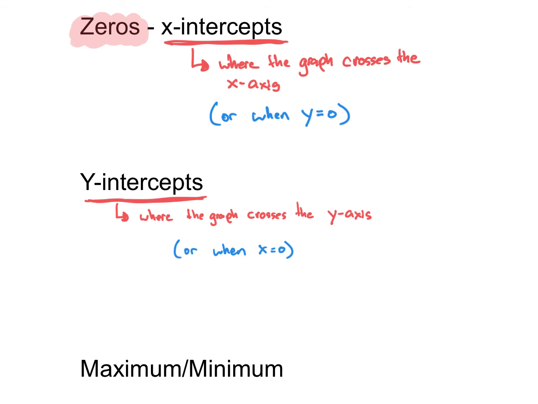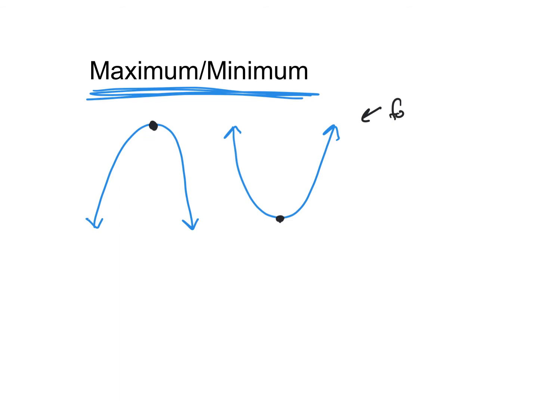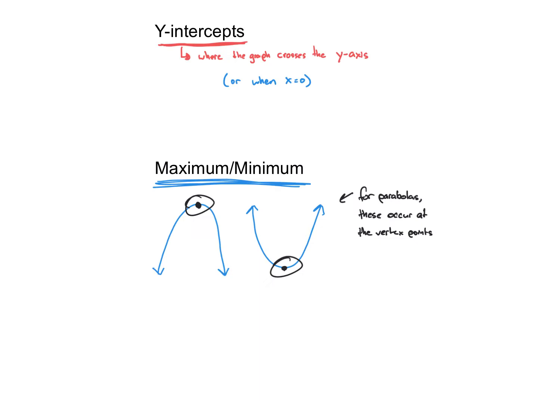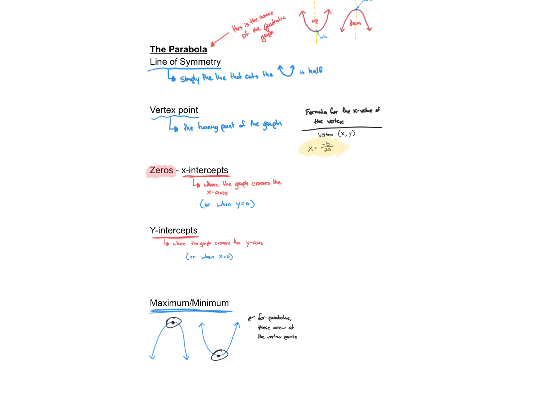Okay, maximum and minimum values. Real quickly, remember maximum and minimum. Since we are talking about U-shaped graphs, the maximum or minimum point will come at the vertex point, right? So for parabolas, these occur at the vertex point. That's the minimum and the maximum value. That's the maximum, that's a minimum. And these are absolute maximums or absolute minimums because the graph does not go below the minimum and it does not go higher than the maximum. So it's just something to know. So these are all the different things we want to know and we want to utilize them. We want to make them so that we can use these characteristics at any time that we want.